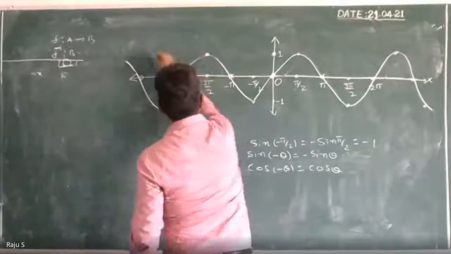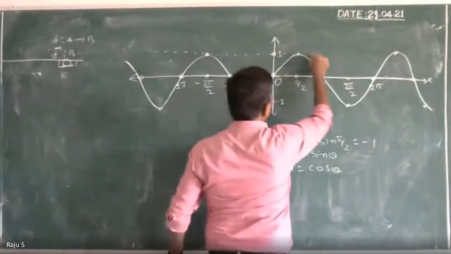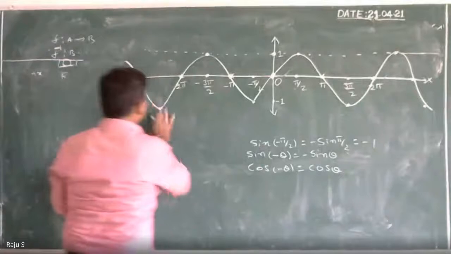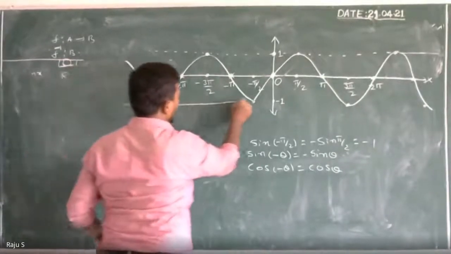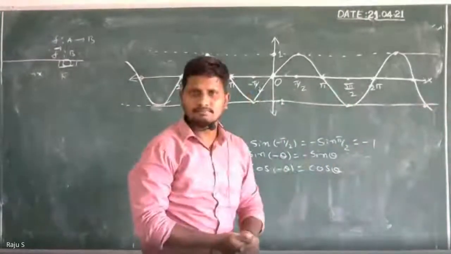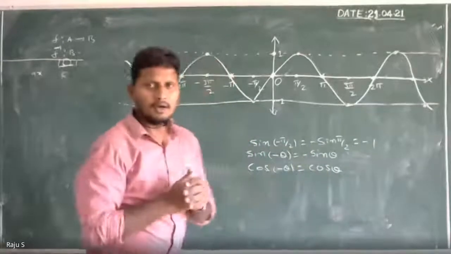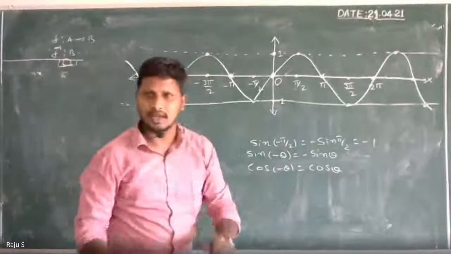See, what is the maximum value? The maximum value is this. These are the borders. It should not cross the borders, right? Minus 1 to 1. Okay, let's see. This is the sin x graph. Y is equal to sin x graph.